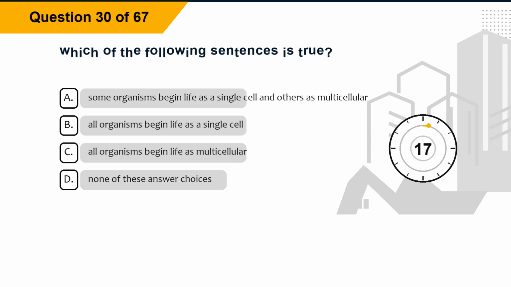Question 30. Which of the following sentences is true? Option A. Some organisms begin life as a single cell and others as multicellular. Option B. All organisms begin life as a single cell. Option C. All organisms begin life as multicellular. Option D. None of these answer choices. The correct answer is option B.